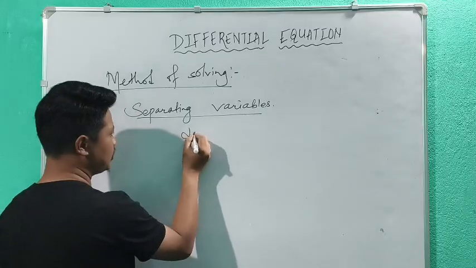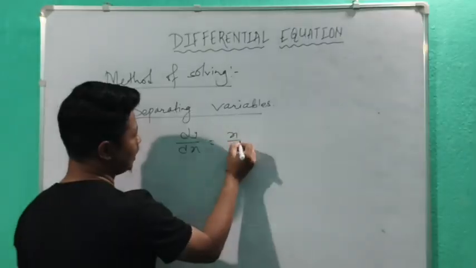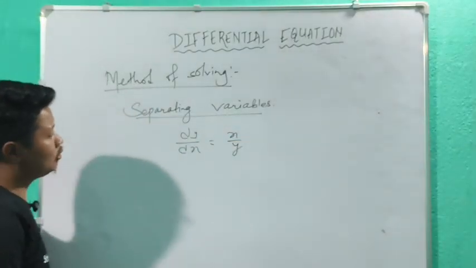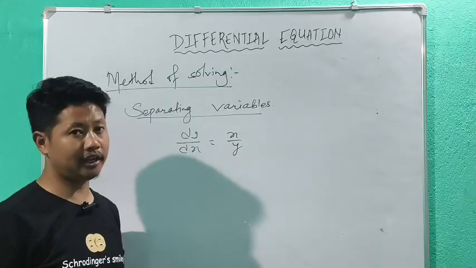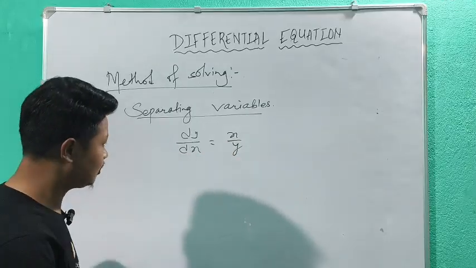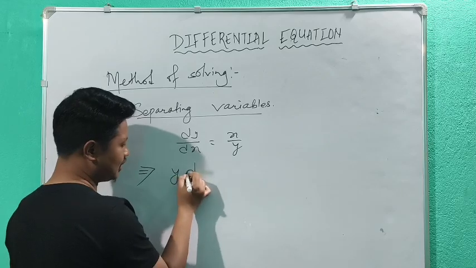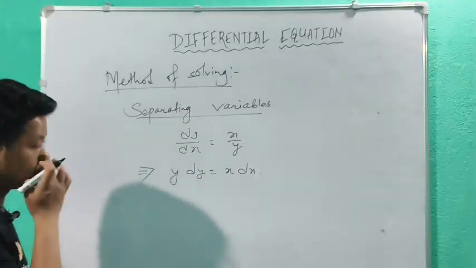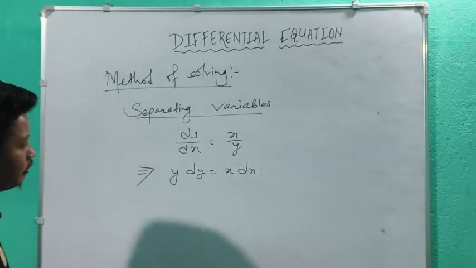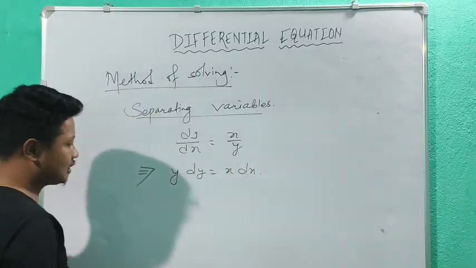Let me write one equation. dy by dx is equals to x by y. Now look at this equation. So this is dy by dx is equals to x by y. So this is a first order differential equation. Now let us separate the variables. So y dy equals x dx. So I have separated the variables, y with respect to y and x with respect to x.